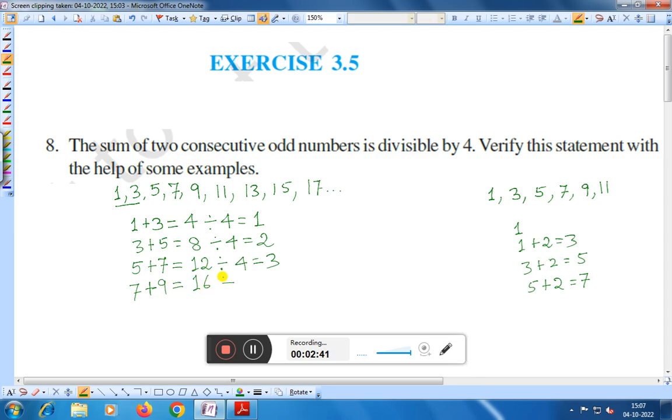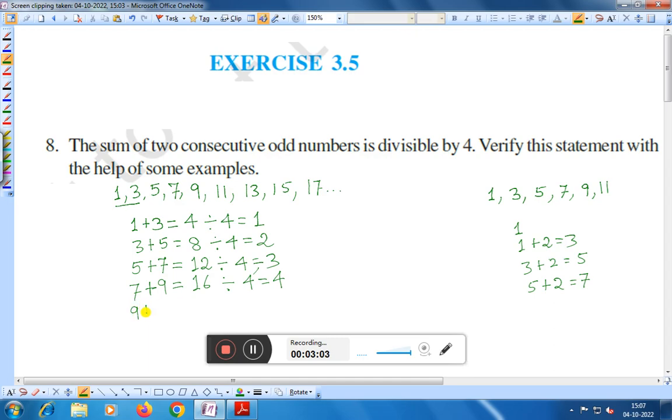16 divided by 4 gives the result 4. Then you see all these numbers are divisible. Hence, we can say that the statement is true: the sum of two consecutive odd numbers is divisible by 4. We take another example like 9 plus 11.